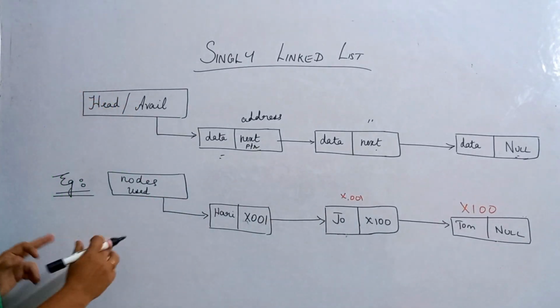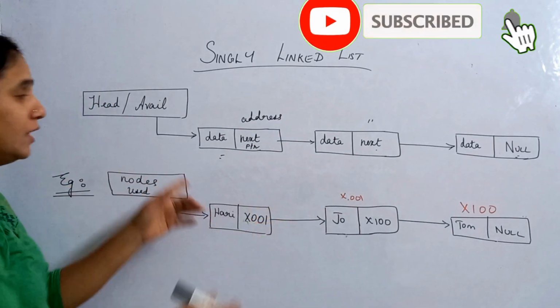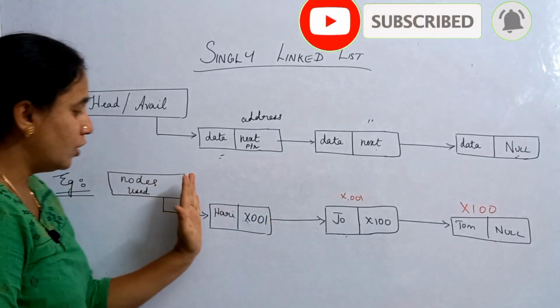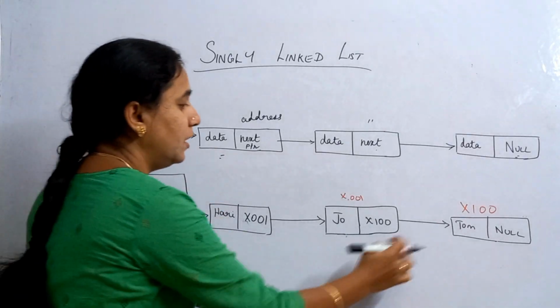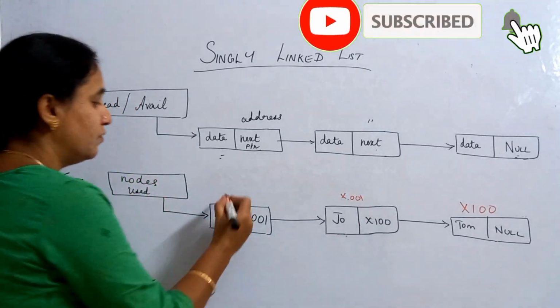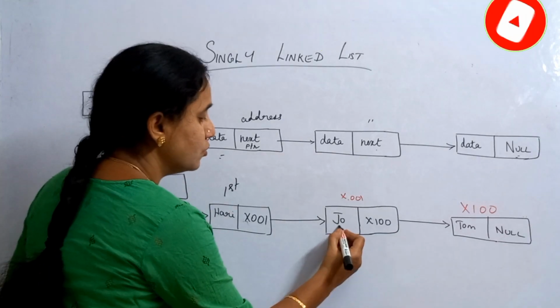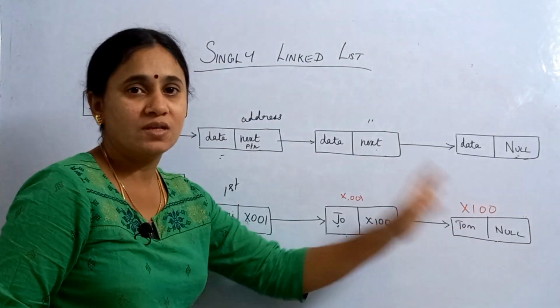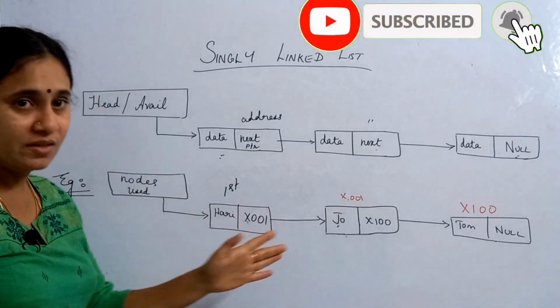Right, so now this is one example. First let me explain it to you. As I told in the last example, there are three persons. What are the names of the three persons? The first person is Hari, the second person is Joe, and the third person is Tom. These are all sample examples I have written.